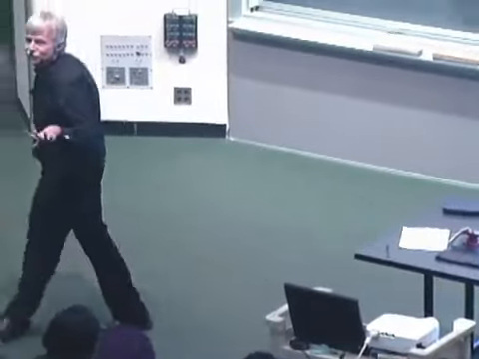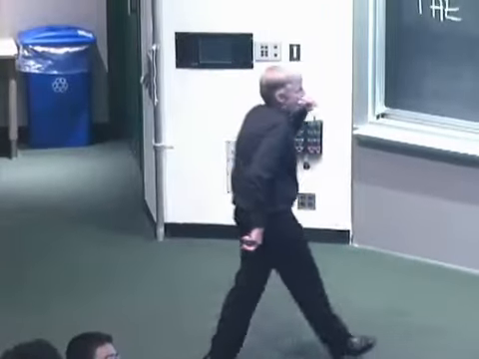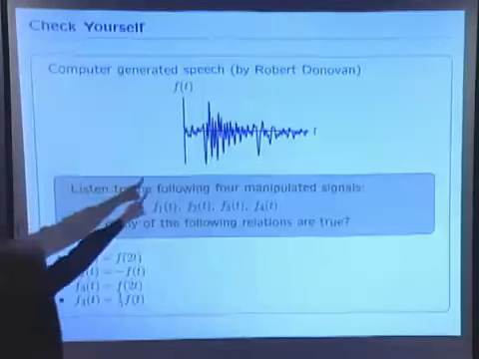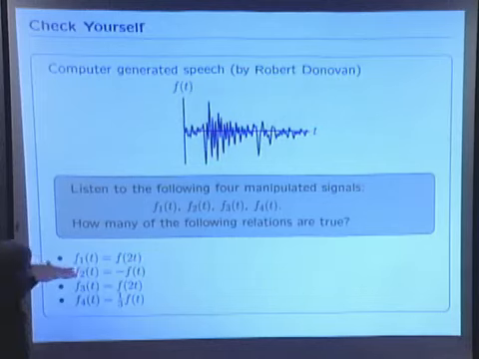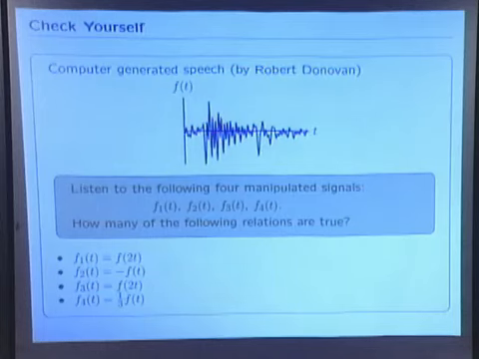OK, so what I'm going to do now is play a computer-generated sound. This is a computer-generated speech sound made by Bob Donovan, who did his PhD thesis figuring out how to do computer-generated speech. And then I'm going to play 4 transformations of that sound. And your task is to identify what's the mathematical representation of the transformations that I'm telling you.